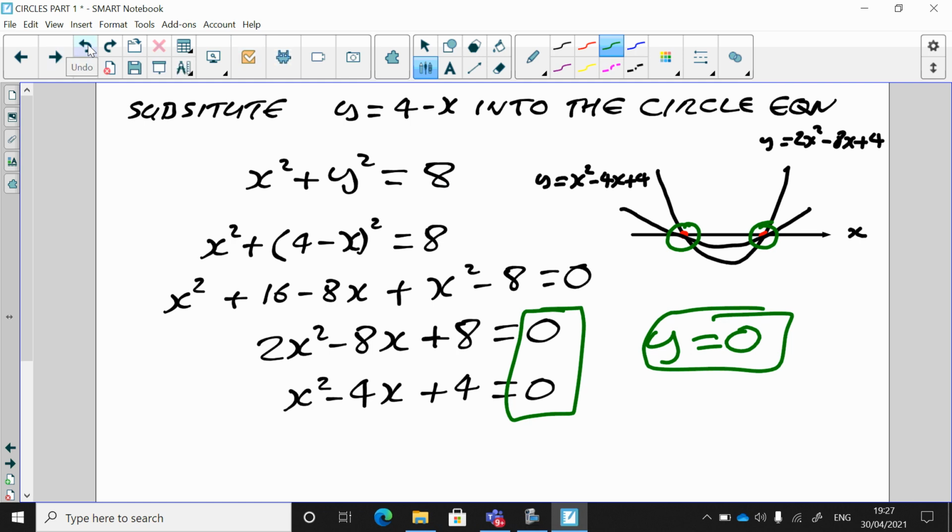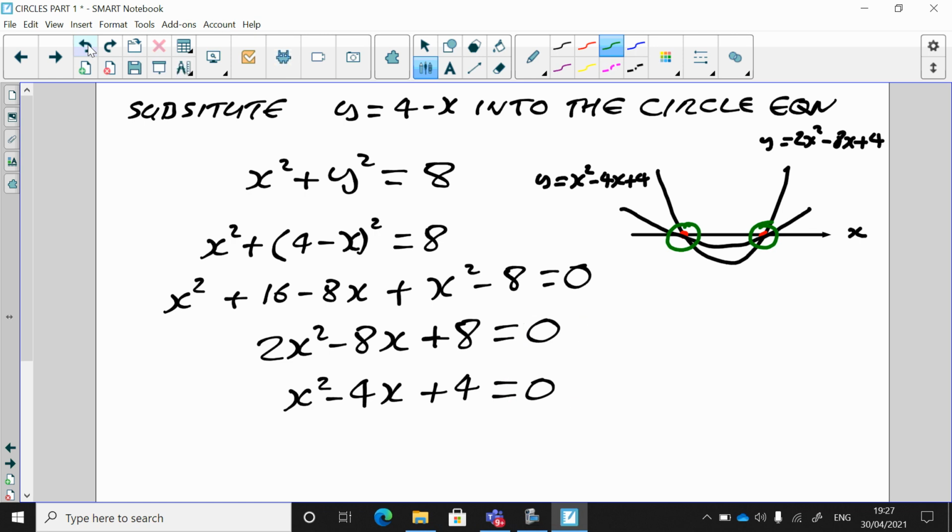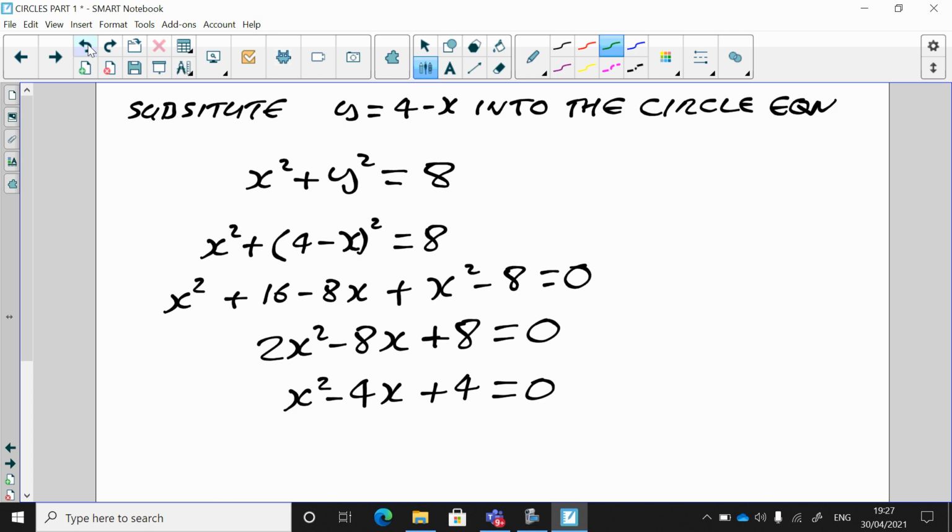So we're allowed to divide or multiply. We're still going to get the same roots. We're still going to get the same answers. That's why we're allowed to do that. I just thought I'd let you know that, just in case your teacher at school never told you that.